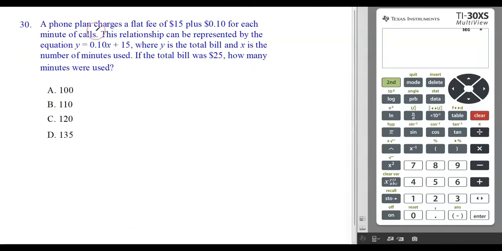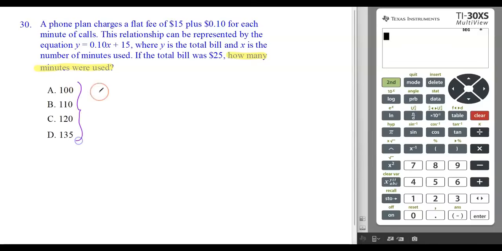Question number 30. A phone plan charges a flat fee of $15 plus 10 cents for each minute of calls. This relationship can be represented by the equation y equals 0.10x plus 15, where y is the total bill and x is the number of minutes used. If the total bill is $25, how many minutes were used? I'm going to highlight that final question here. How many minutes were used?